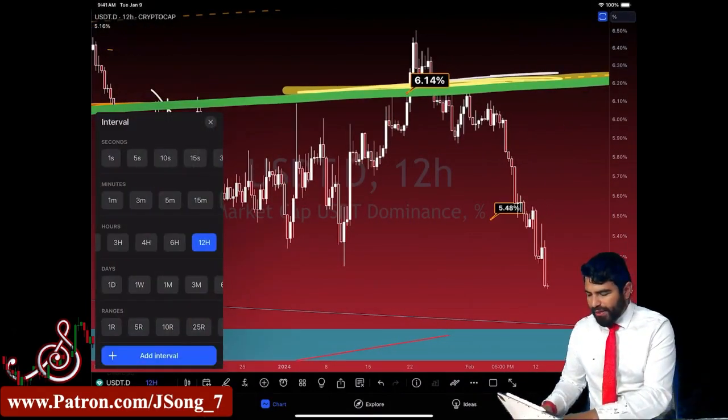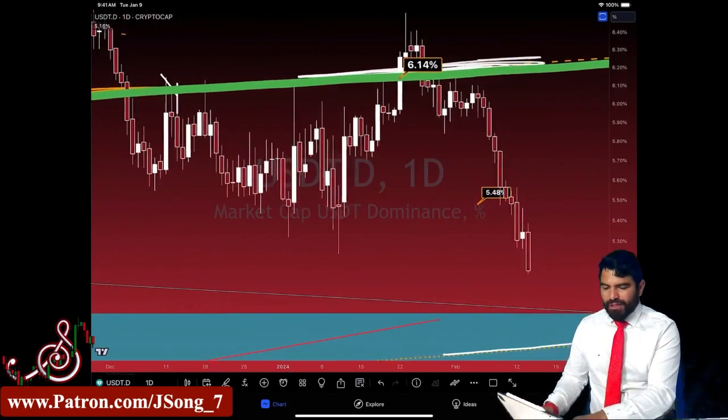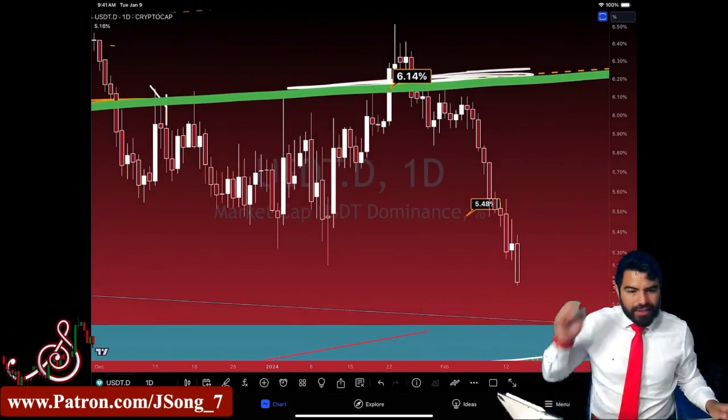But if you look back on that daily chart, it's actually quite simple. Look at all the cores. Does anybody want to connect those cores for me?